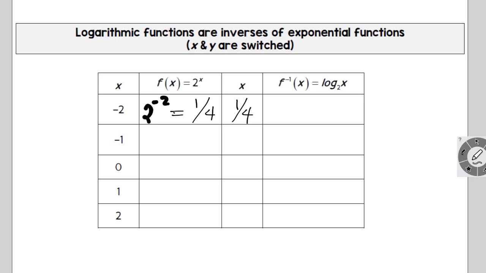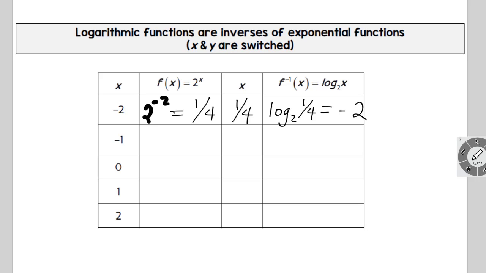So we're talking about log base 2 of 1/4. What do I raise 2 to in order to get 1/4? And the answer is -2. So you see how they undo each other. We started out by putting -2 in for x in this function, 2 to the x. We got out 1/4. When I put 1/4 into this function, I get back out -2. If that happens for every value that we put in, then those functions are inverses of one another.